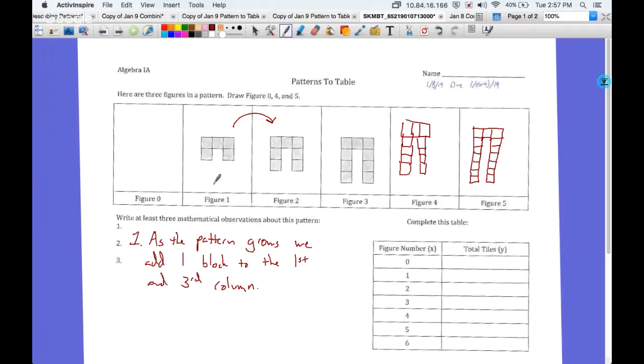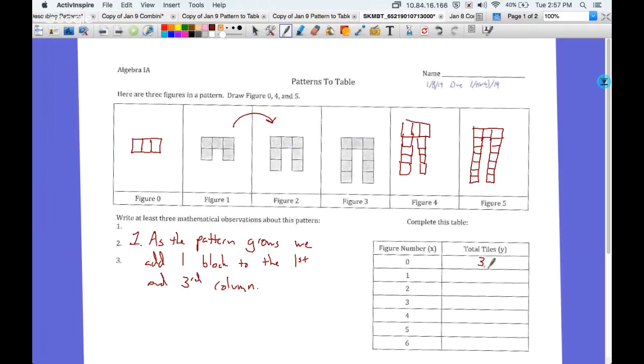All right, but what if we moved backwards? To move backwards, we just have to undo that. So if as we grow, we add a block to the first and third column, to move backwards, I'm going to take a block away from the first and third column. So figure 0 is just 3 blocks.